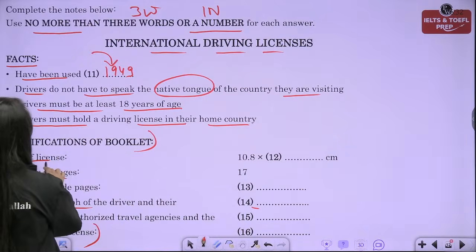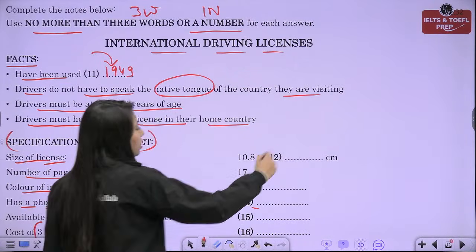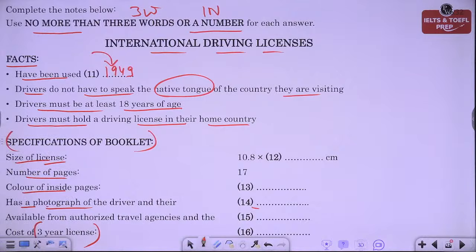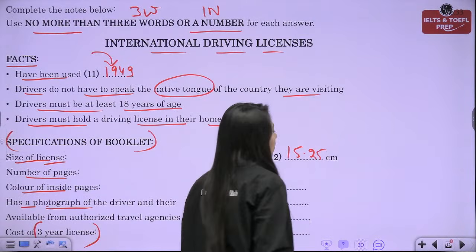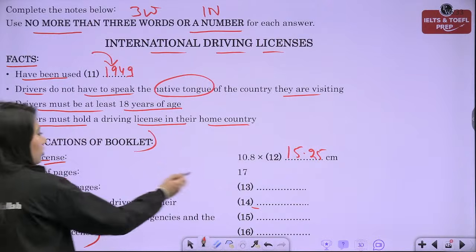Okay, let me move ahead. So size of the license. What should be the size over here for the 12th one? No, it's not 1990, Bhavya. It will be 1949, they mentioned. What about the 12th one? Let me know. What did you mark for it? Here it will be 15.25 centimeter. Okay. Yeah. So number of pages already there.